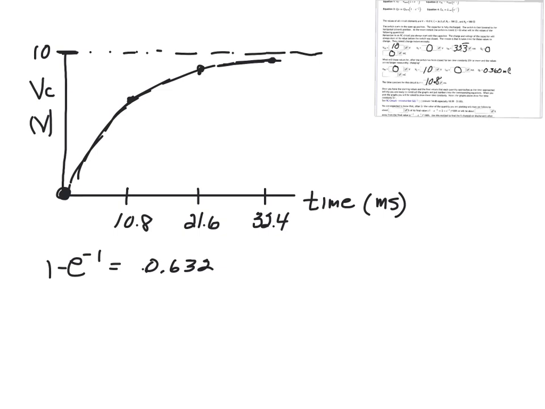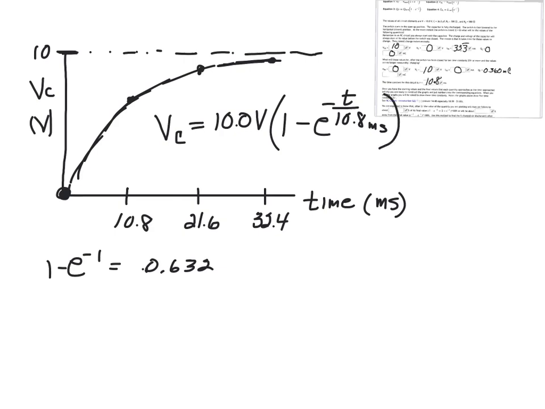And now I'm going to write the equation. So this is the equation that I just graphed: the voltage across the capacitor is the maximum voltage, 10.0 volts, times 1 minus e to the minus t over the time constant, 10.8. Notice I'm putting the numbers in, and the units, milliseconds. That's the equation. Now you want to do that for all 4 graphs.